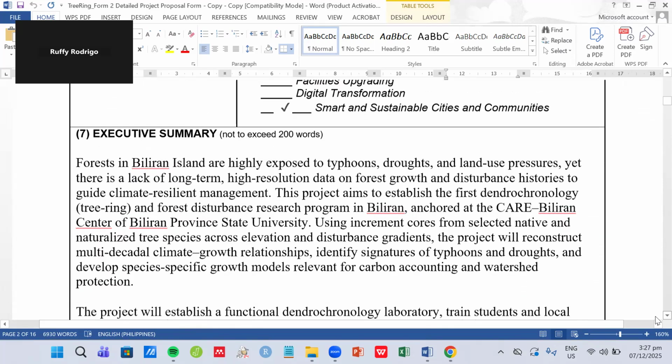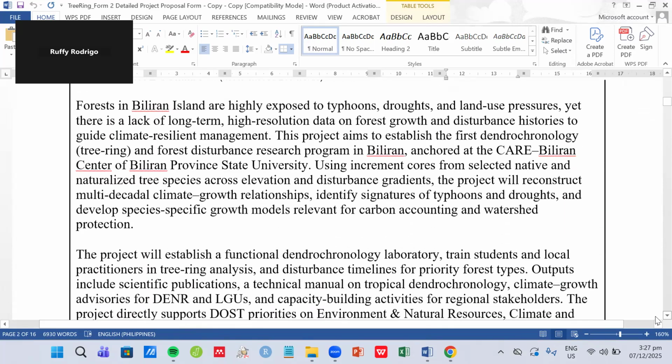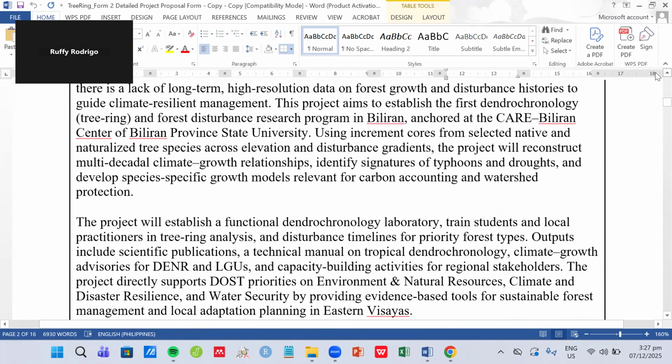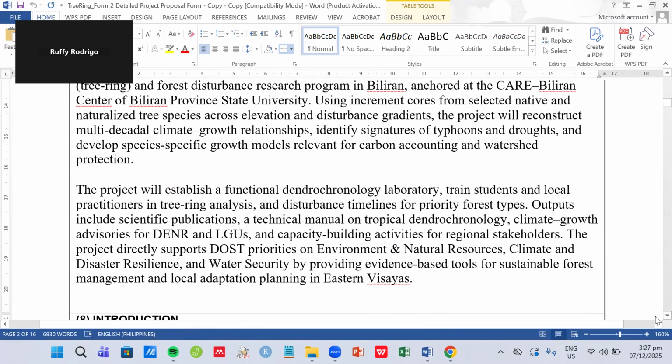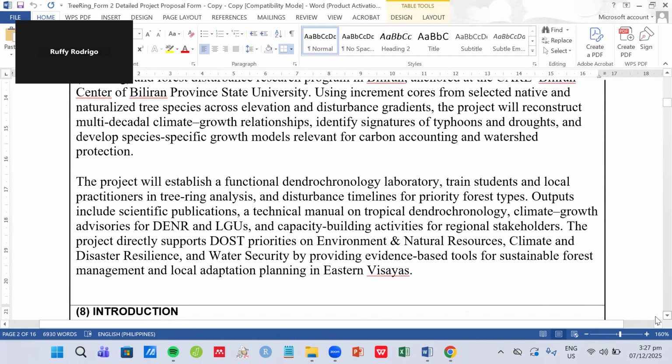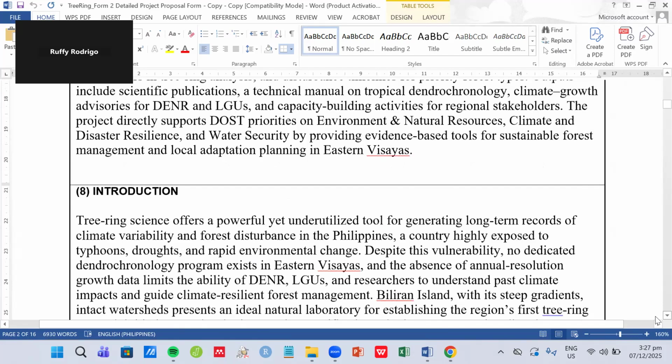But here there is an executive summary. In my case, I just write it there. You have to be careful with this: do not exceed 200 words, so you really have to be strict on that. Now the overall project: how the project will be able to help the Philippines and why the DOST will fund your 4 million project. So again, the introduction.